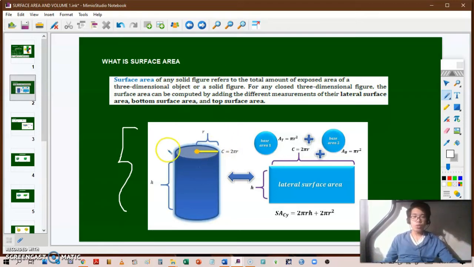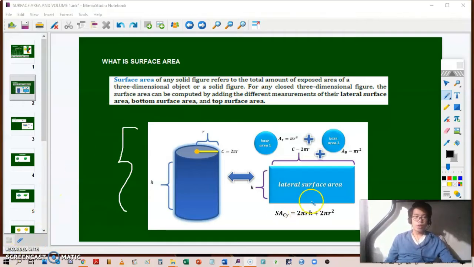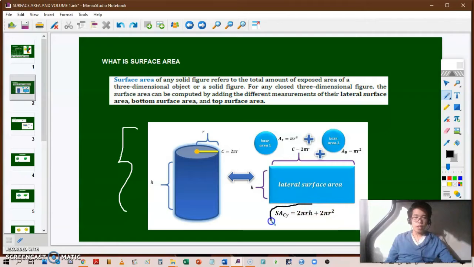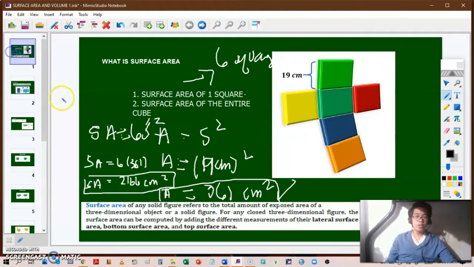For example, we want to know the surface area of a cylinder, so it's a bit long. The surface area of a cylinder is given here at the bottom. SA for the cylinder surface area is equal to 2 pi RH plus 2 pi R squared. So where did this surface area formula come from? Just like what we did in the cube figure right here, we got the formula from decomposing the figure.